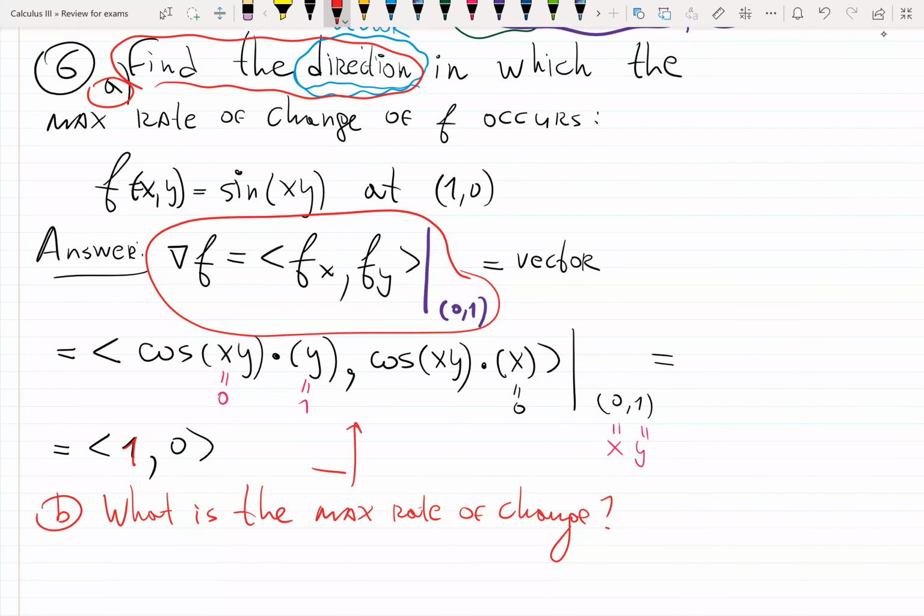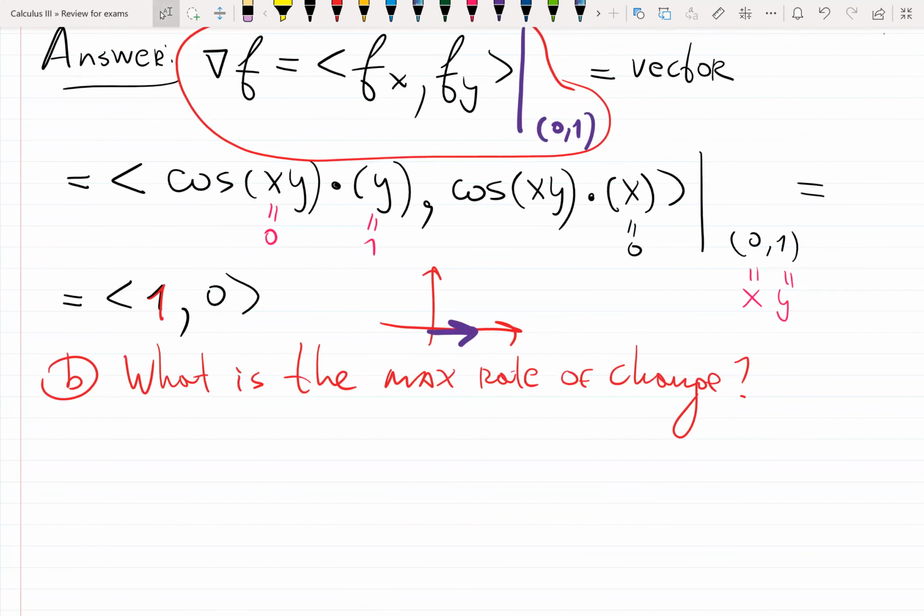It's literally on x and y. You know how to draw vectors. 1 goes to the right, 0 up. So it's like over there. The mountain decreases the most over there, or the temperature decreases the most on the table over there. So that's the idea. But how fast is it actually happening?